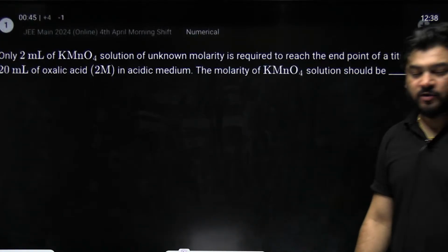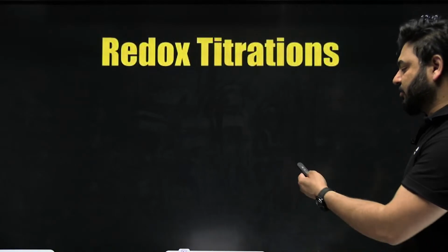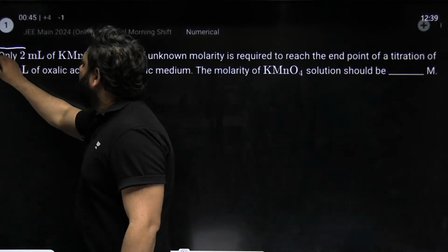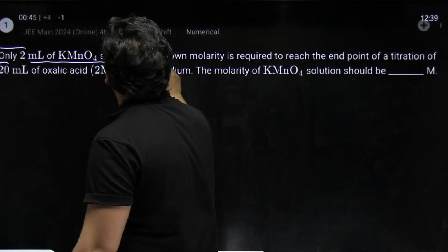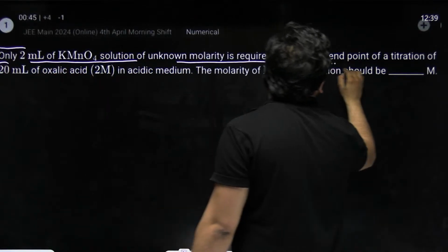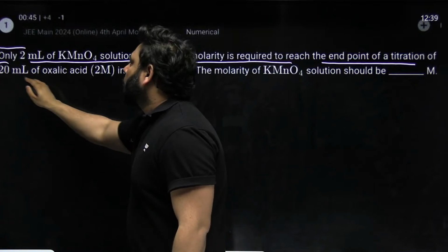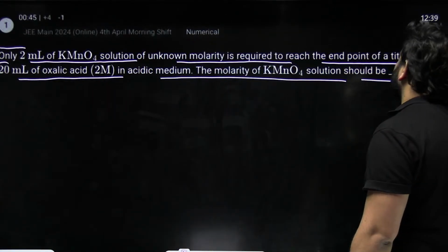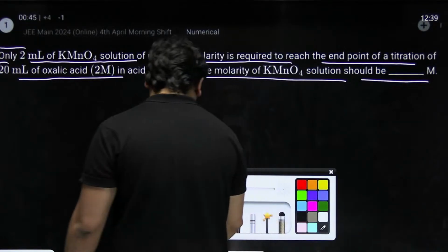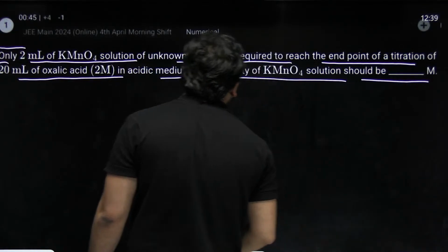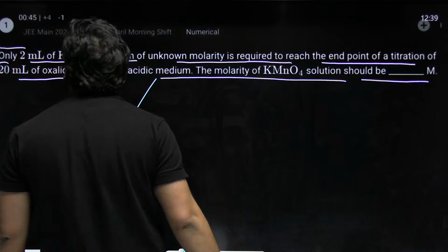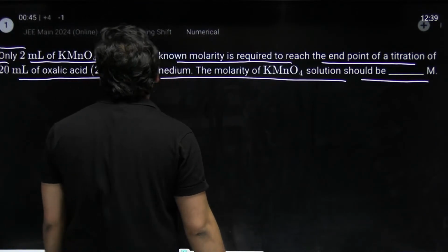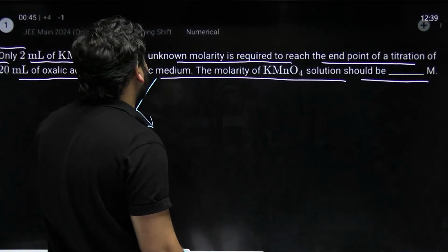Okay, so let's come to this question, which is from redox titration. The very first question is that only 2 milliliters of KMnO4 solution of unknown molarity is required to reach the end point of a titration of 20 milliliters of oxalic acid in acidic medium. The molarity of the KMnO4 solution should be what? So we have to find out the molarity of the KMnO4 solution. So how should we do it? 20 ml of oxalic acid is given to us.